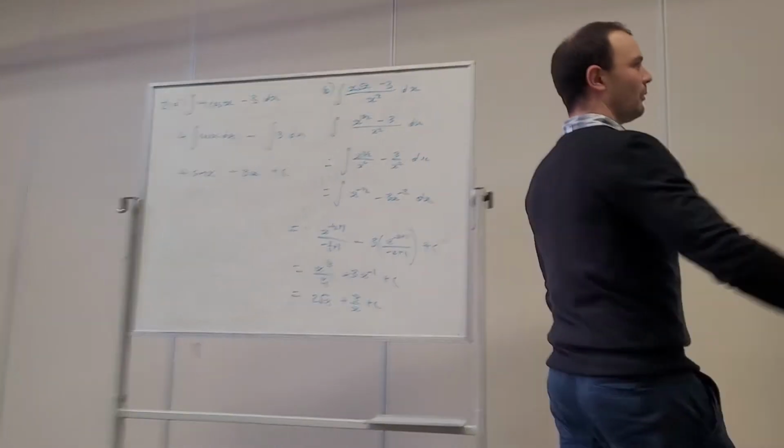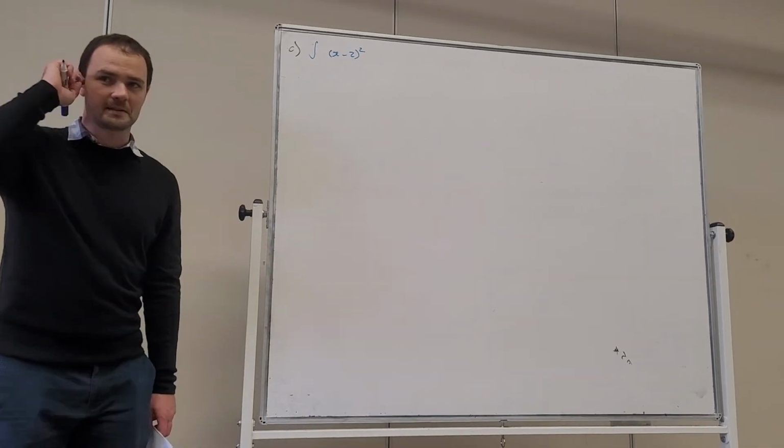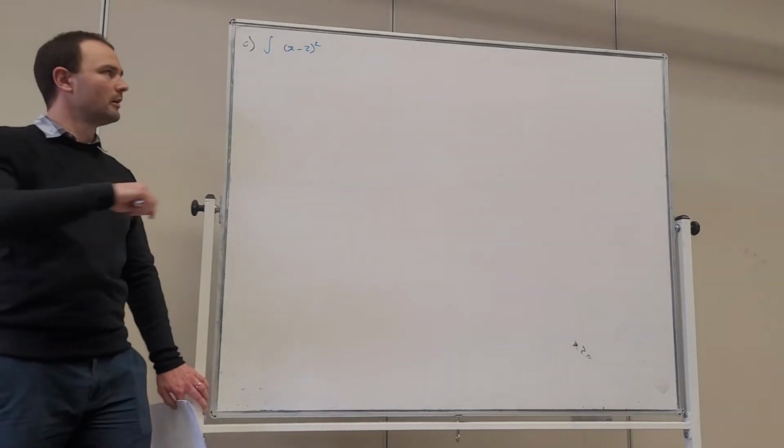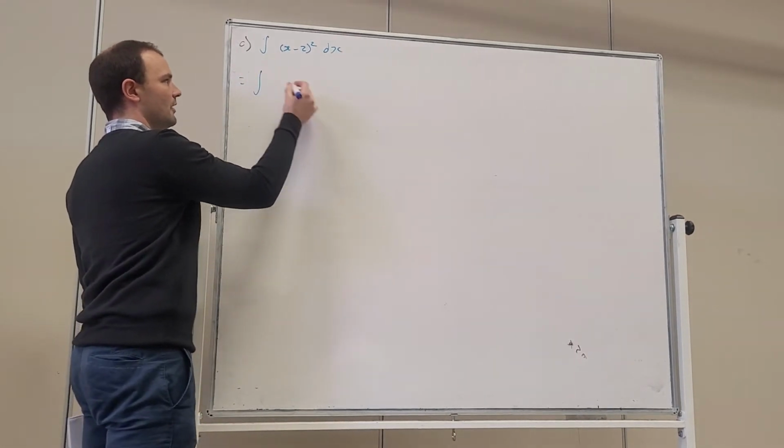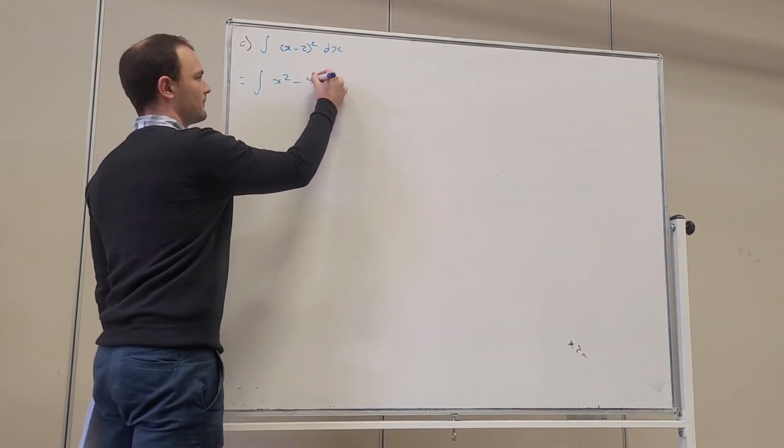Okay, before we can perform this, we need to perform that expansion. We will learn a rule for ax plus b to the power of n later, but for now, let's perform the expansion and then integrate it. It's going to be x squared take 4x plus 4.